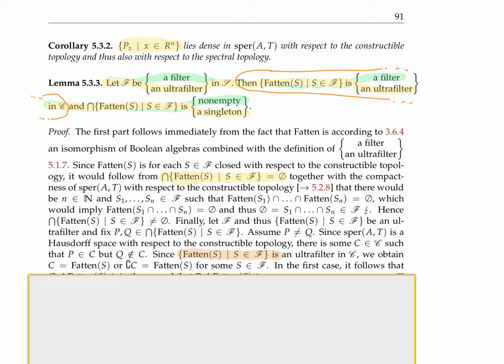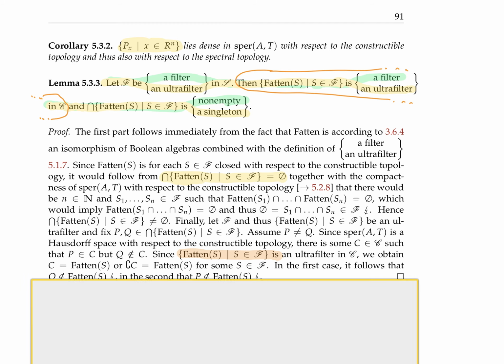So one of C or complement of C is in this ultrafilter I've just highlighted here in orange. And so that means C or complement of C is of the form fattening of S for some S in the filter F. So in the first case, it follows that Q is not in the fattening of S, right? Which would be a contradiction, because Q was supposed to be in all fattenings of all filter sets of F. In the second, it follows that P is not in there, which is also a contradiction, right?